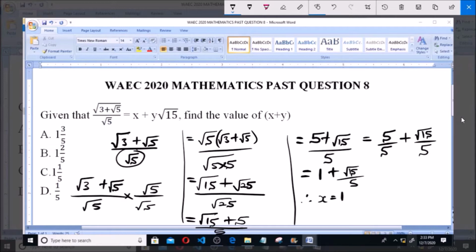And then y is equal to 1 all over 5, because y root 15 is 1 all over 5 multiplied by root 15, and that will give us root 15 over 5. So y is equal to 1 over 5. Now the question says you should find x plus y. So x plus y is equal to 1 plus 1 all over 5, and that is equal to 1 and 1 over 5. That is option C.